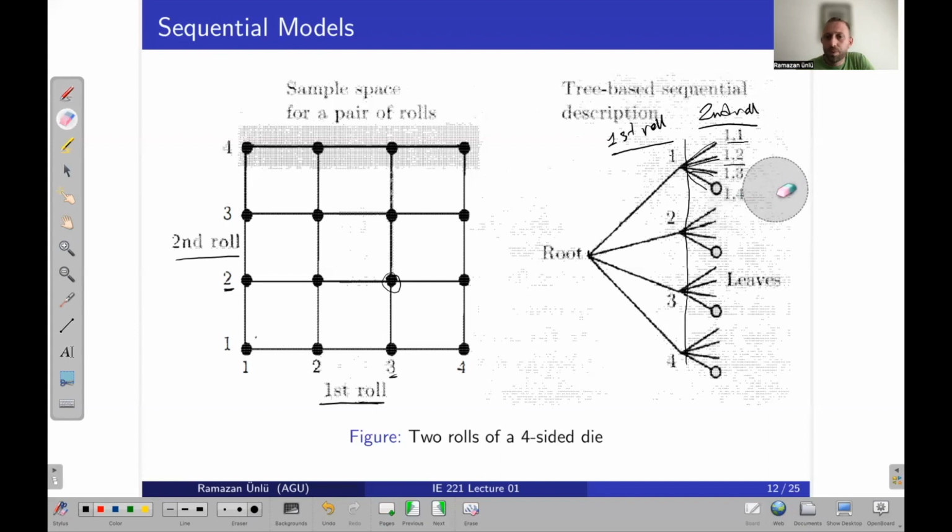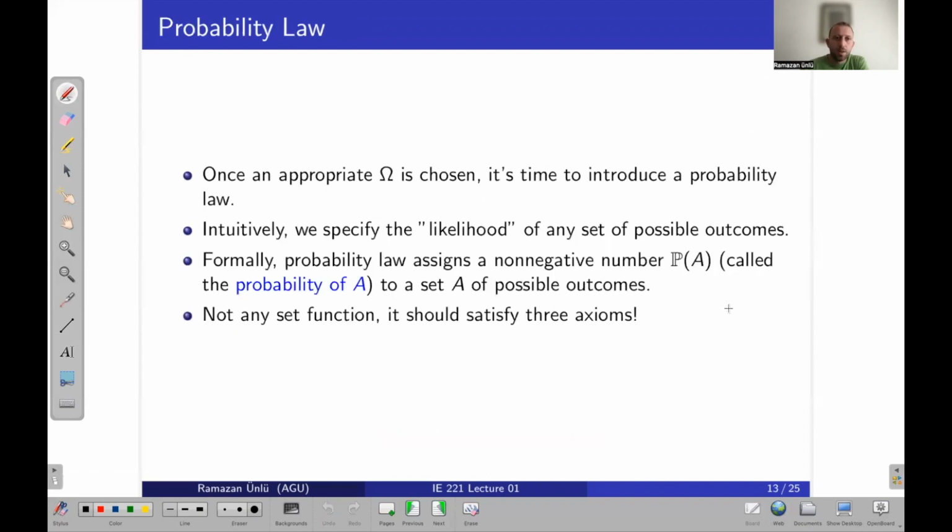In the case of getting 2 in the first roll, this will be 2,1, 2,2, 2,3, and 2,4. Okay, and same thing for the others. So if you need to deal with some sequential models, you can use the tree-based sequential description.